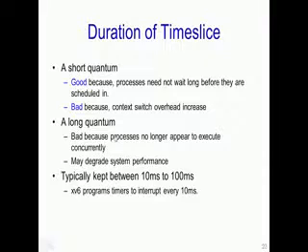A long time slice or a long quantum has the drawback that processes no longer appear to execute concurrently. It appears more like a first come first serve type of scheduling algorithm, and so this again in turn may degrade system performance. So, typically in modern day operating systems, the time slice duration is kept anything from 10 milliseconds to 100 milliseconds. XV6 programs the timer to interrupt every 10 milliseconds.